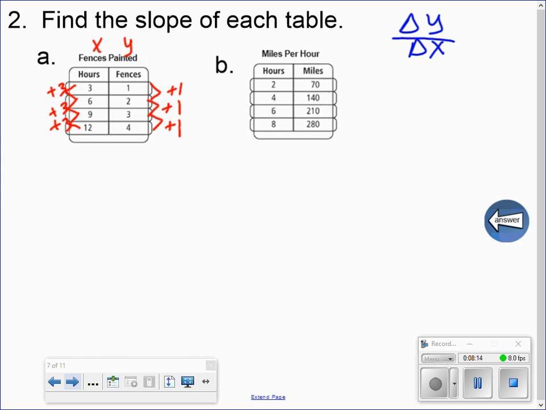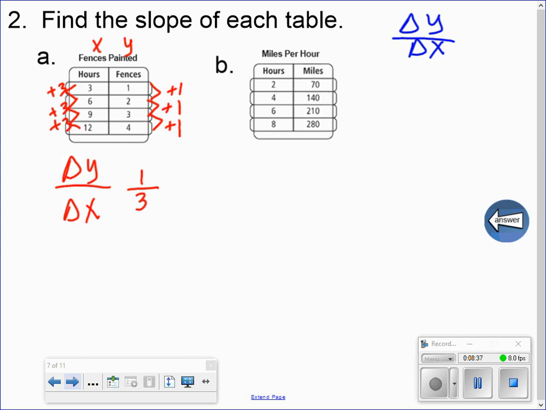And so if we're looking at change in y, our change in our y values was 1. Our change in our x's was 3. So my change in y over change in x is 1 over 3. So we're doing the slope formula, but we're just representing it a little bit differently.